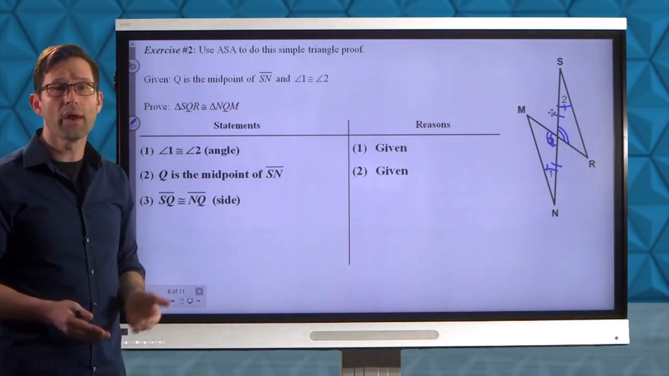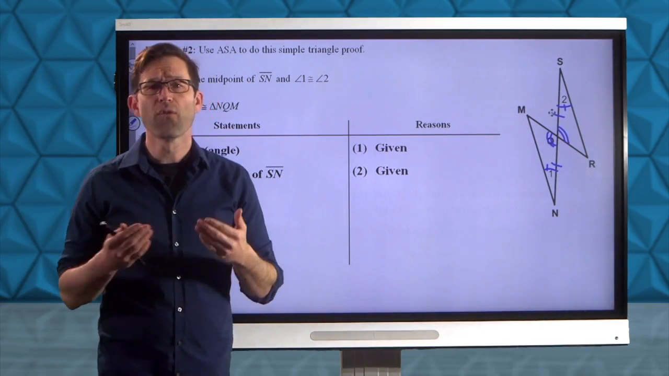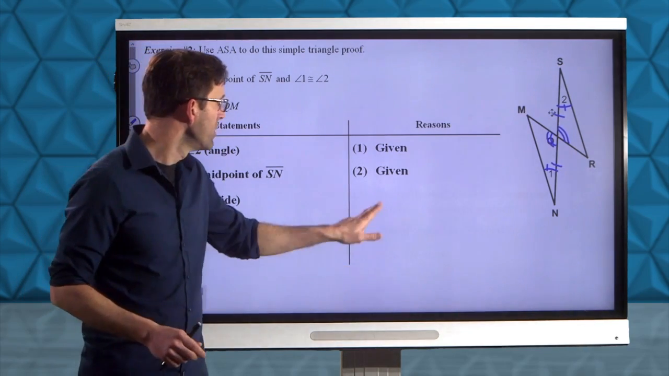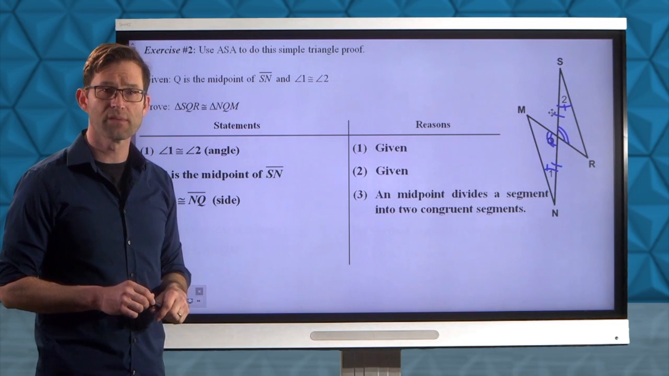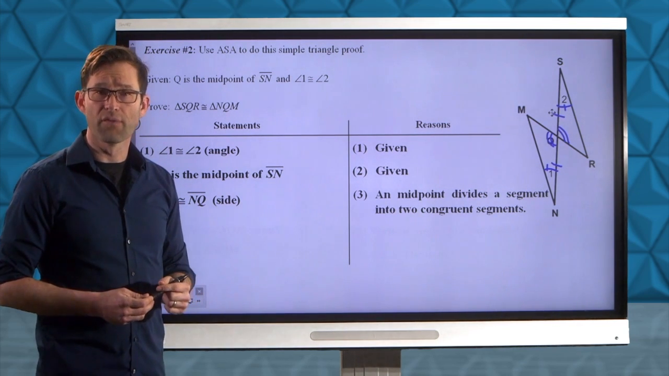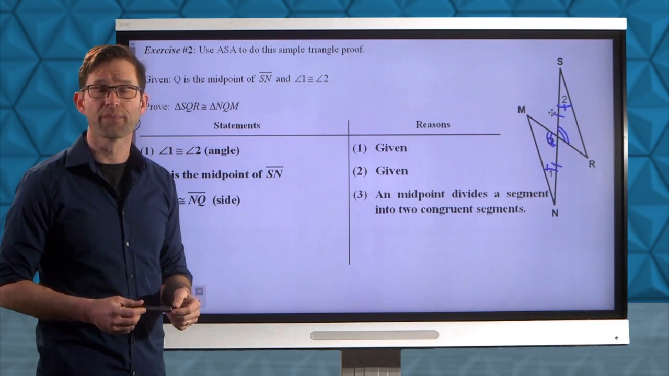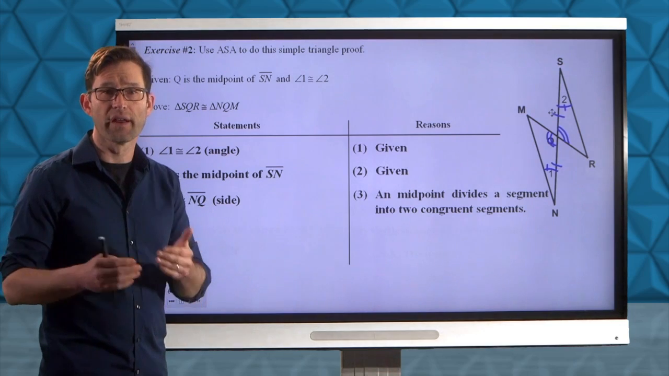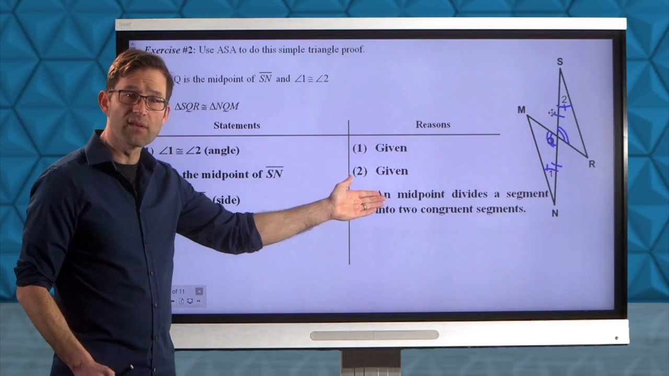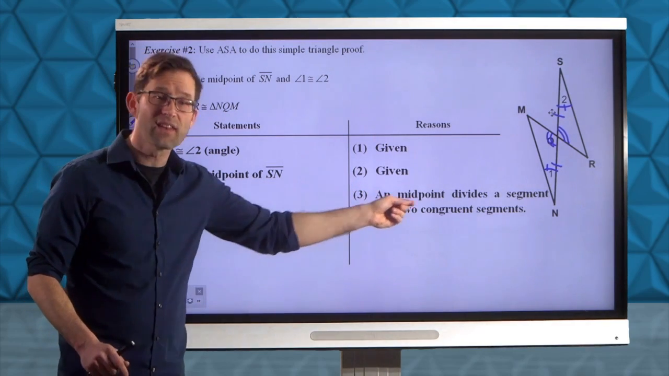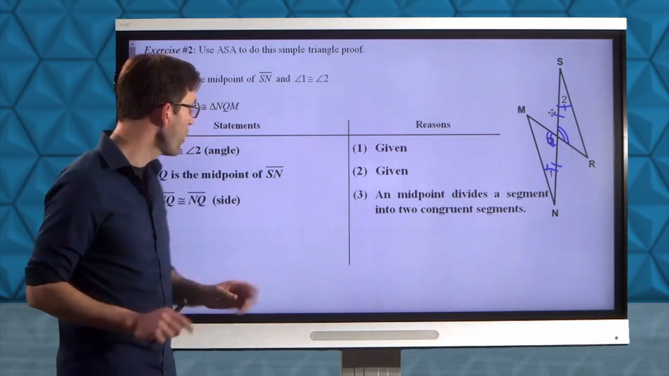Now again, what do you write down for the reason? For me, right now, I want to write down the formal definition of a midpoint. In other words, a midpoint divides a segment into two congruent segments. If you just write down definition of a midpoint, is that okay? Sure it is, if your teacher says it's okay. That's their decision from a classroom perspective. Again, on a standardized test, either saying the definition of a midpoint or actually writing the definition of the midpoint out is completely okay.